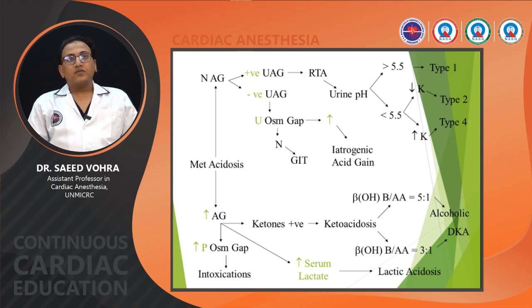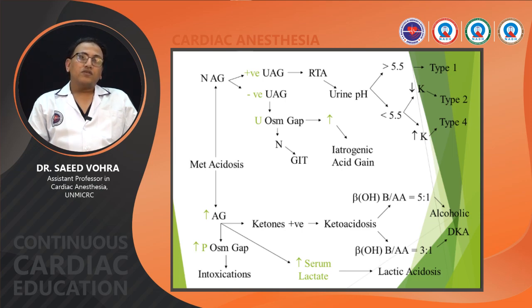If the metabolic acidosis is with a normal anion gap, then you have to go for the urinary anion gap. If the urinary anion gap is positive, then it is renal tubular acidosis. If the urinary anion gap is negative, then you go for the urinary osmolar gap. If it is normal, then it is GI issues. If the urinary osmolar gap is increased, then it is iatrogenic acid gain.